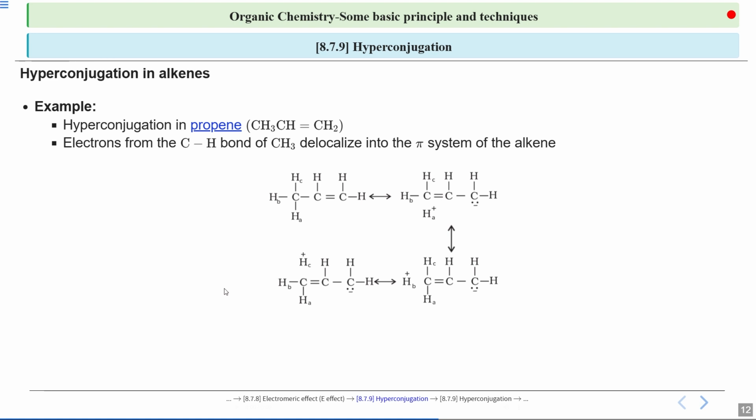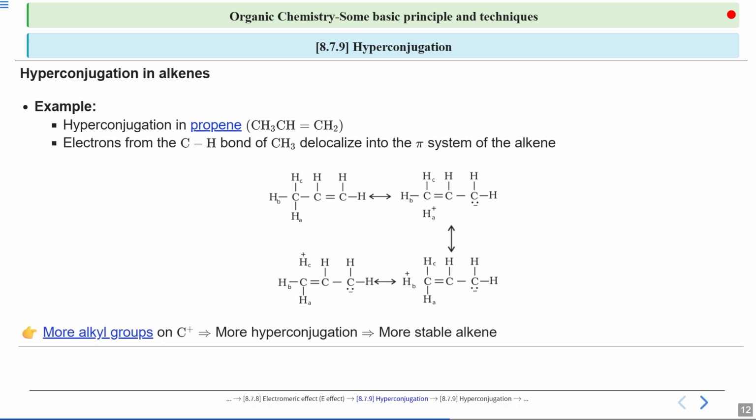Now these three structures are the hyperconjugation structures of the alkene. So they will be stabilizing the structure in a way. You can say that the more hyperconjugation structures possible for a given alkene, the more stable the alkene will be. So remember this point, it's very important for your examination. And you can just learn it as a mnemonic: more alkyl groups on C+, more hyperconjugation, and also more stability of the alkene.